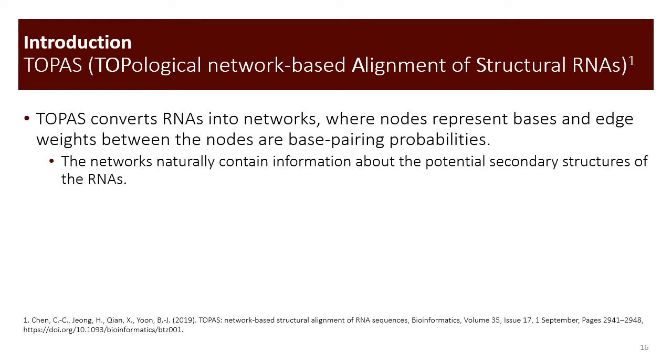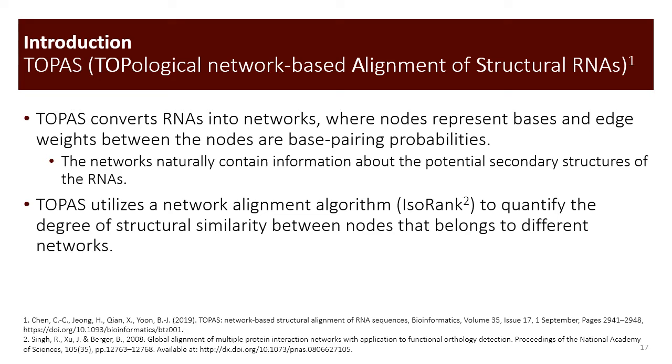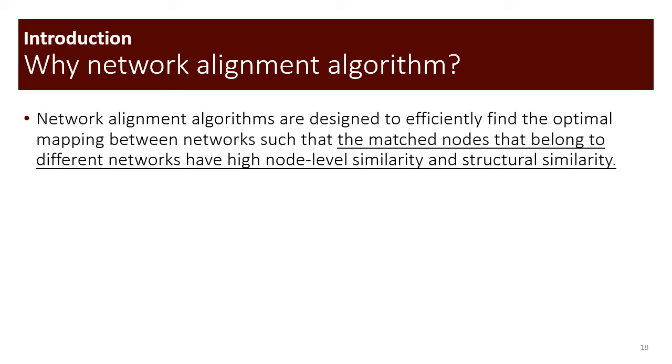Topaz was one of the pioneering works which took a network-based approach. Topaz converts RNAs into networks where nodes represent bases and edge weights between the nodes are base pairing probabilities. In this manner, the network naturally contains information about the potential secondary structures of the RNA. Then Topaz utilizes a network aligner to quantify the degree of structural similarity between nodes that belong to the different networks.